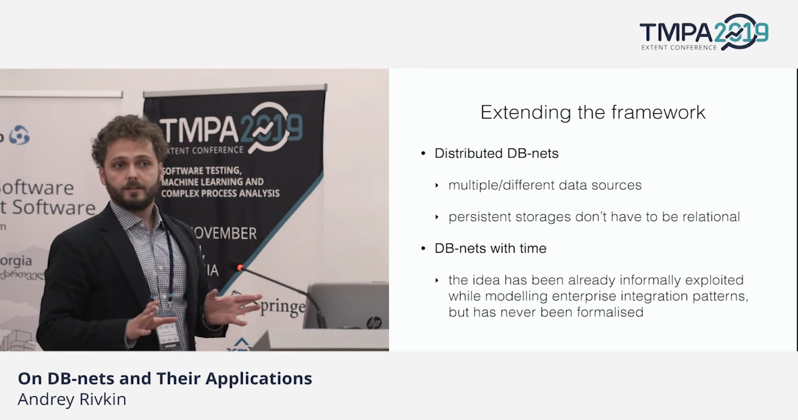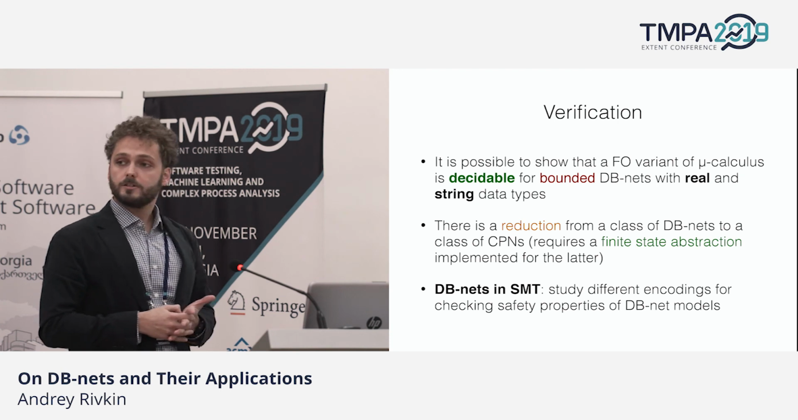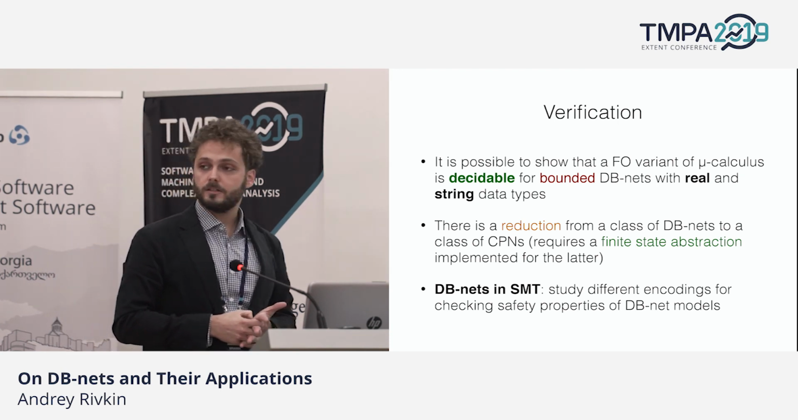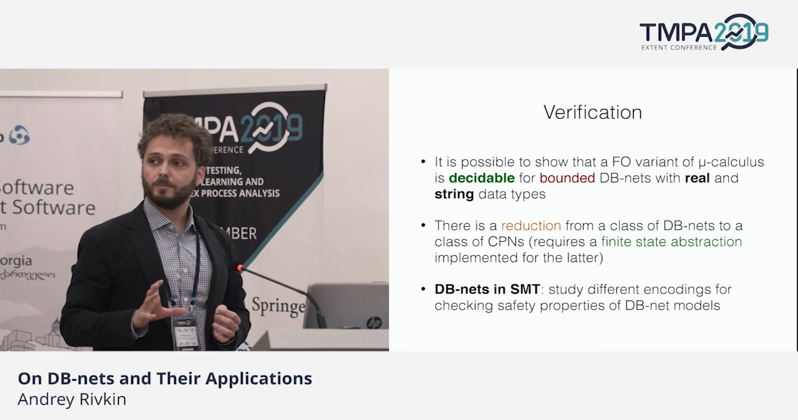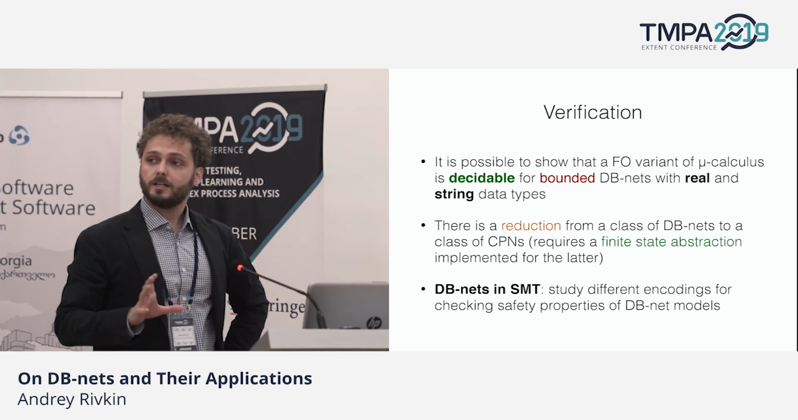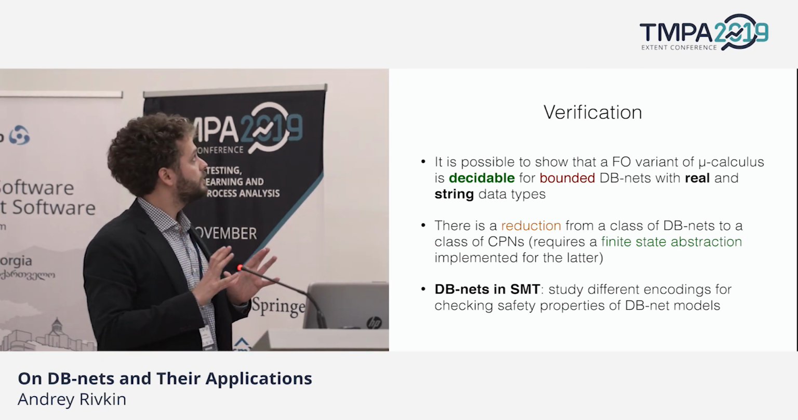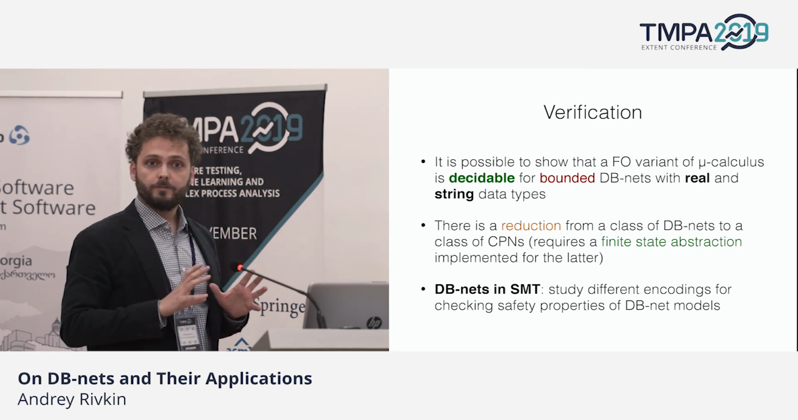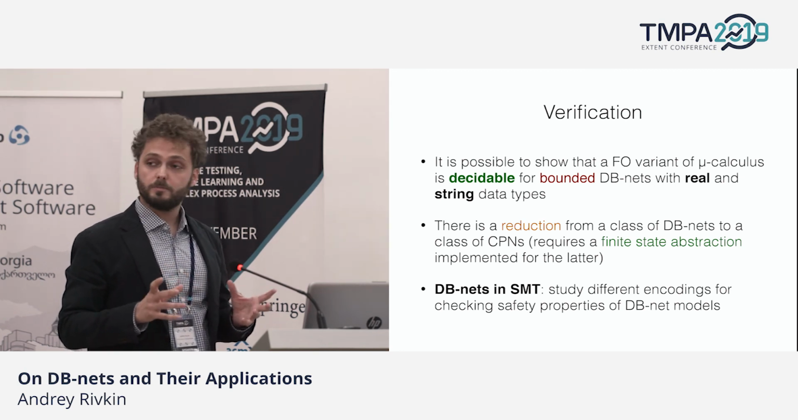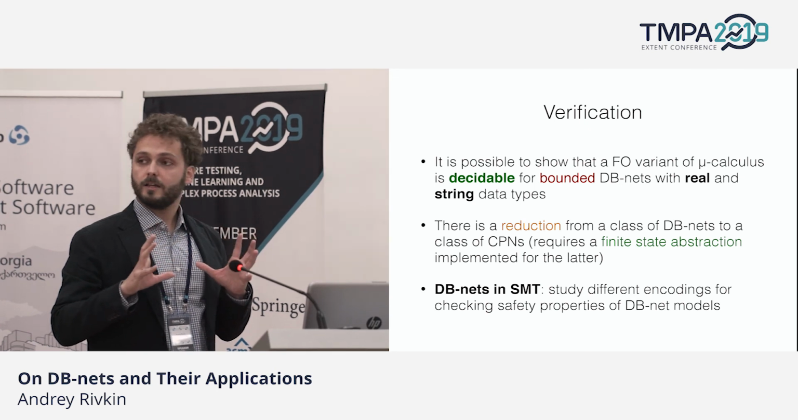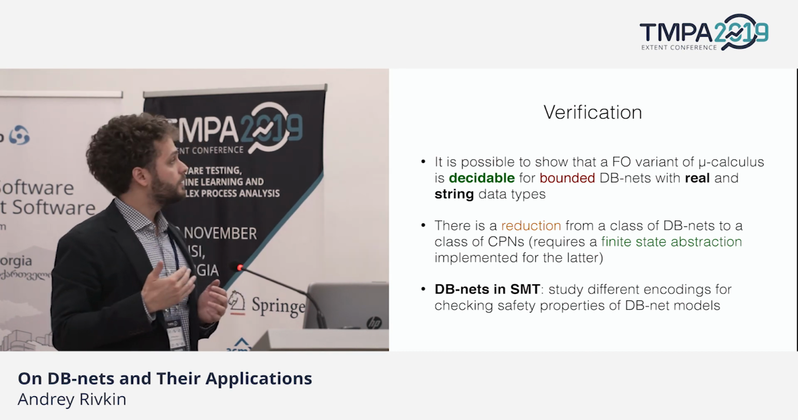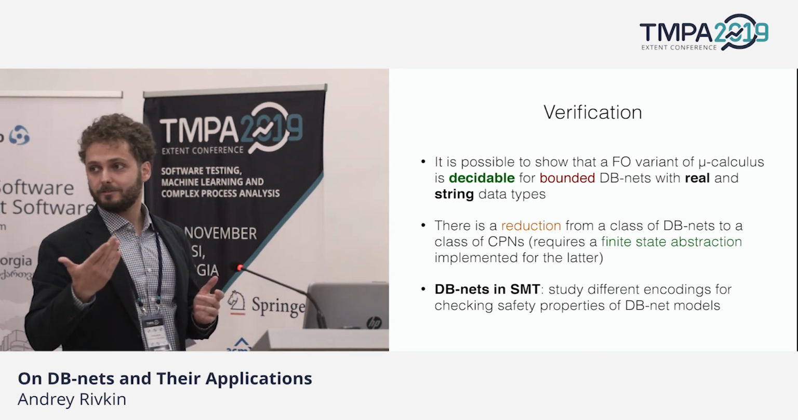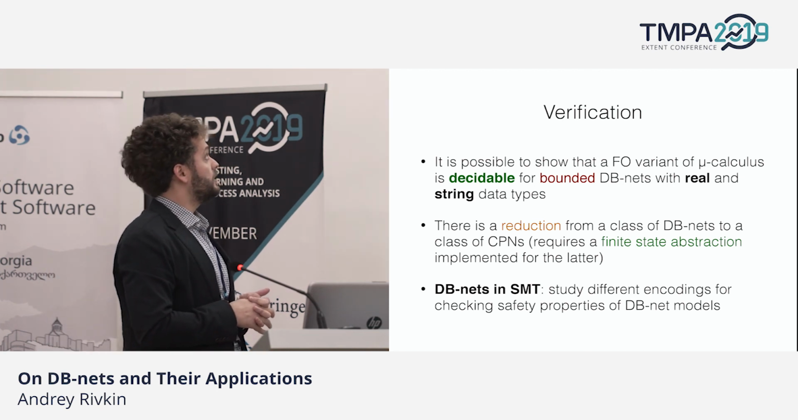Then something we are also interested in a lot is verification. For DB-nets, we have some results, let's say some conjectures regarding verification: that it is decidable for bounded DB-nets, and the verification is for properties defined in the first-order variant of mu-calculus. It's a very, very expressive logic, which you probably would not use in practice, but it's a nice result that sets up the baseline, so you can go on to easier logics like CTL, for example, and work on techniques there.